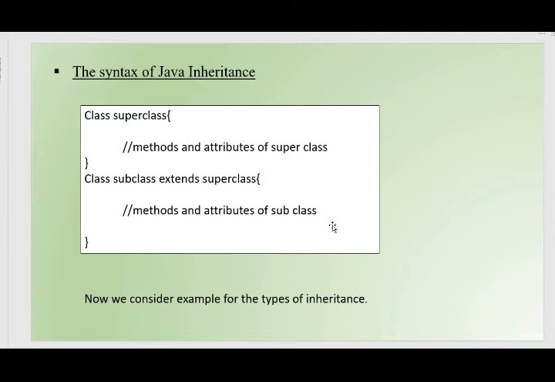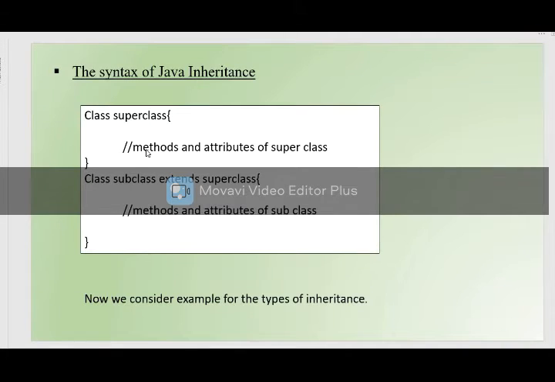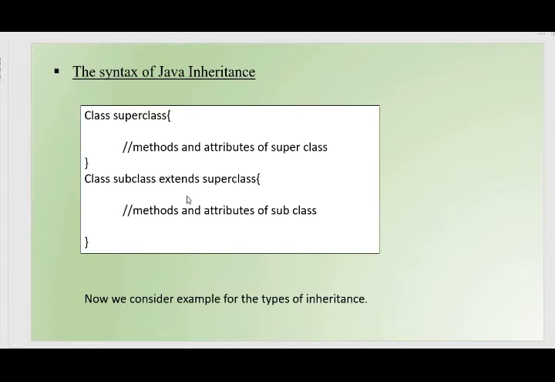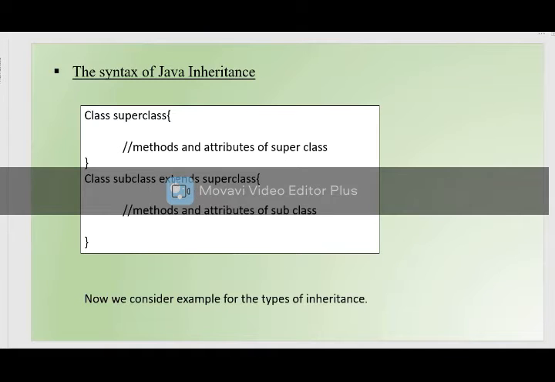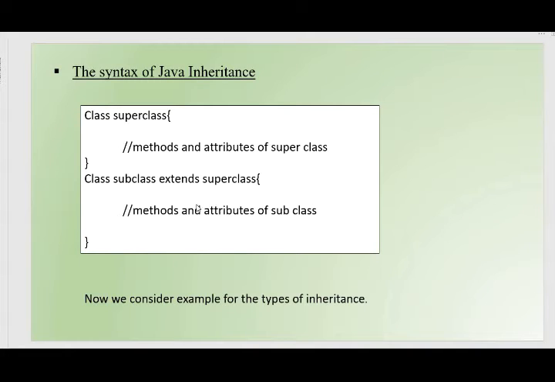The syntax of inheritance. Superclass. This is the superclass. Inside the superclass are its methods and attributes. And the second one is the class subclass extends superclass. Here we use a special keyword that we call the extends keyword. The extends keyword we use to get the attributes and behaviors from another class. Subclass extends superclass. The subclass gets the attributes and behaviors from the superclass. This is the methods and attributes of the subclass, the body of the subclass.